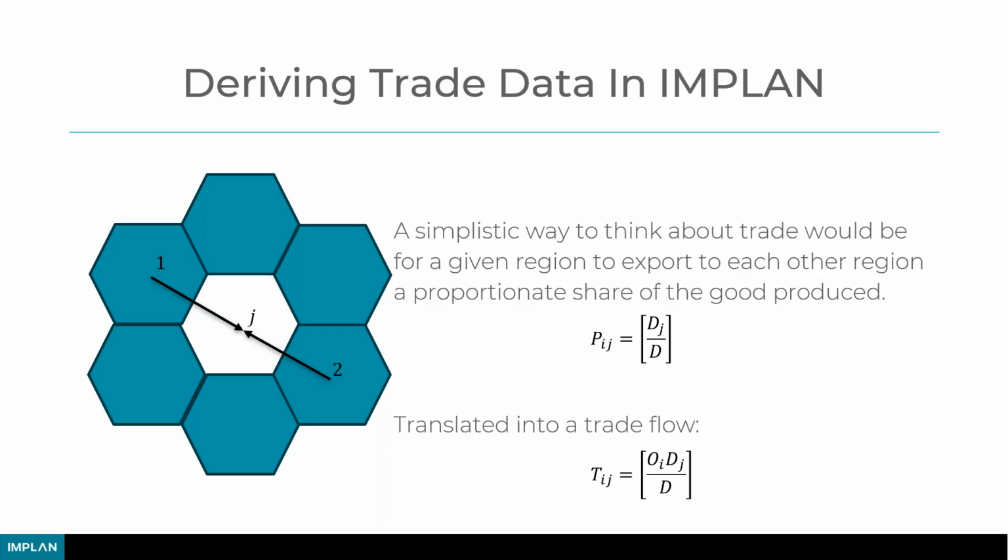And that's just what that first equation is showing. That proportion from i to j is demand in j over total demand. We can translate that from a proportion to a quantity of goods, which is what that second equation is, where O sub i is the total supply of the commodity originating in region i. All that's doing is translating that from a proportion to actual quantities. But here all we're seeing is that each region ships out a proportion of the total consumption in the demanding region.